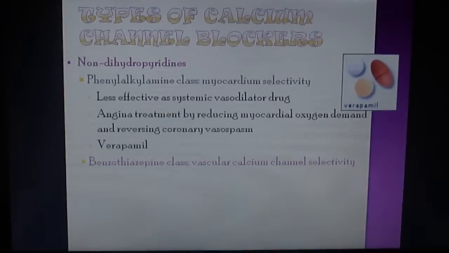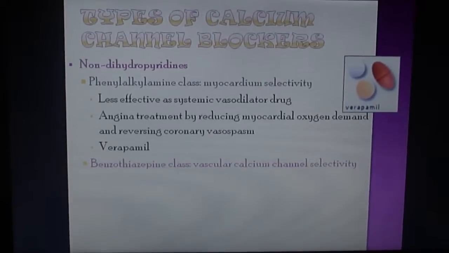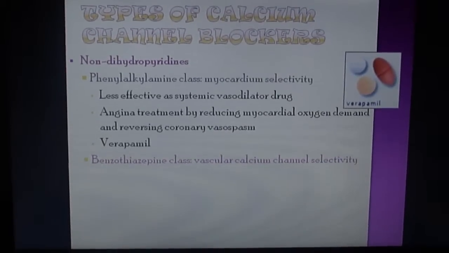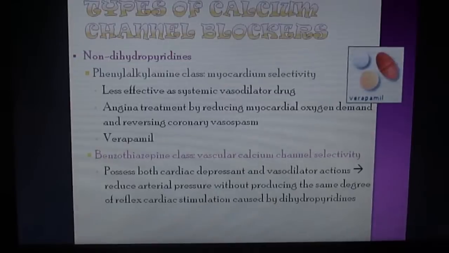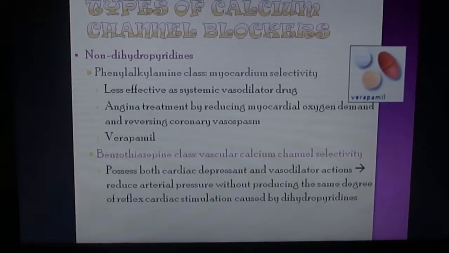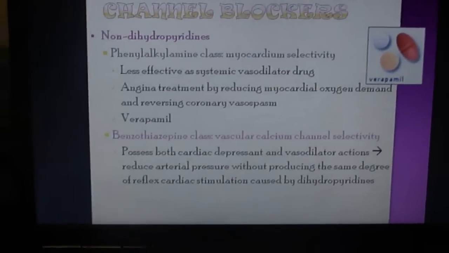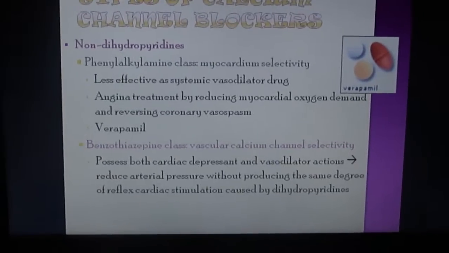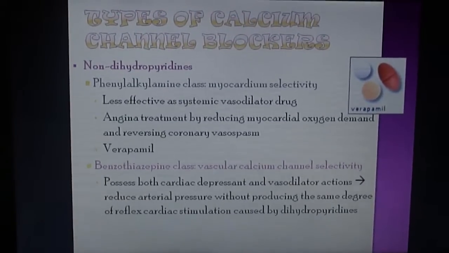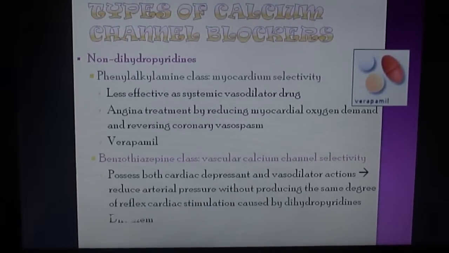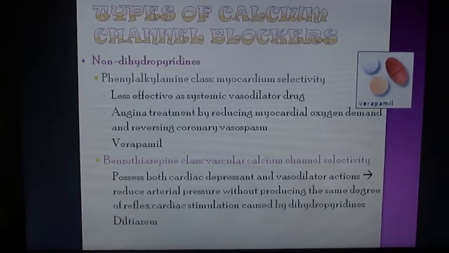And finally, we have the benzothiazepine class, and it's selective for vascular calcium channels, and it possesses both cardiac depressant and vasodilator actions by reducing arterial pressure without producing the same degree of reflex cardiac stimulation caused by dihydropyridines. An example of this would be diltiazem.